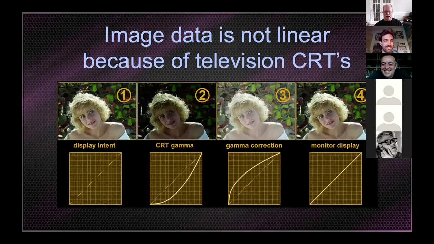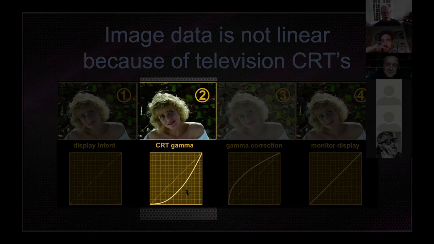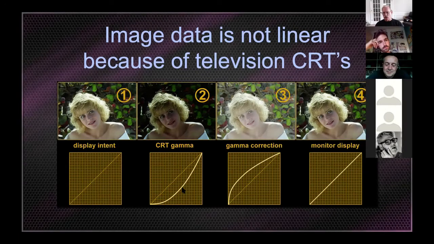All right, so here's what happened. We start here with frame 1, which is the display intent. This is what I want my picture to look like, okay? If I put it on a CRT monitor, it suddenly darkens down to look like number 2. And it does that because cathode ray tubes, if you double the voltage, you do not double the brightness. Cathode ray tubes have this non-linear curve here to darken the image down. This is in the physics of the cathode ray tube, the emitters and the electrons and all like that, okay?